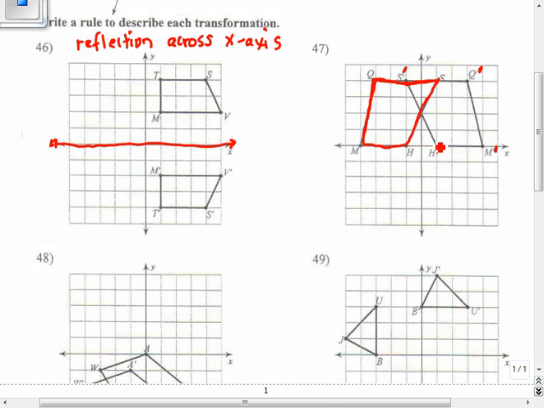So if they switch positions, that means we're dealing with what kind of transformation? Reflection across the y-axis. Well, it means we're dealing with a reflection. We don't know what the line of reflection is yet. But if we were to figure out the line of reflection, we would say, okay, there's 2 boxes between H and H prime. So halfway between that would be this line right here. If we flip over this line, do we get the image? Yes, ma'am, we do. So that means it is a reflection across what? The y-axis. Very good. Reflection across the y-axis.